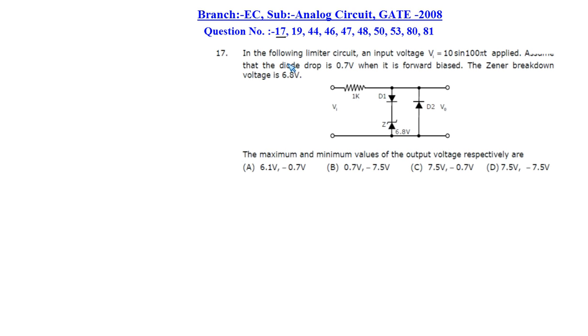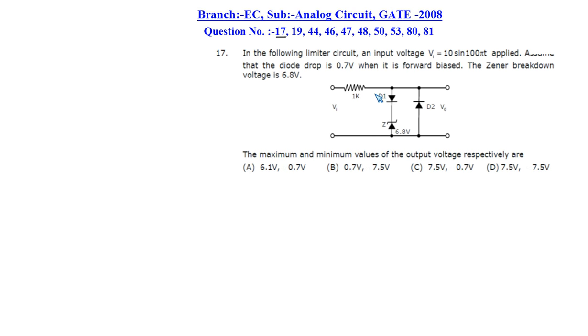In question number 17, a circuit is given with a combination of a Zener diode and diodes. A sinusoidal input voltage is applied whose amplitude is 10 volt. It is given that the Zener diode has a breakdown voltage of 6.8 volt and each diode has a drop of 0.7 volt when in forward bias condition. What we have to find out is the maximum and minimum value of the output voltage.